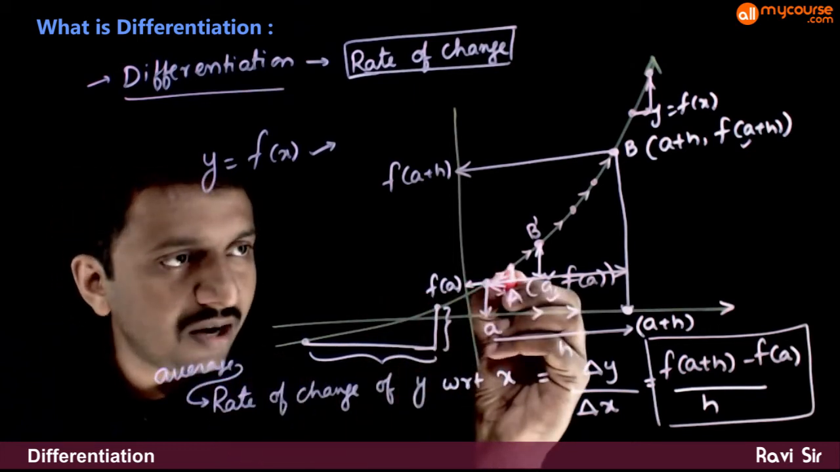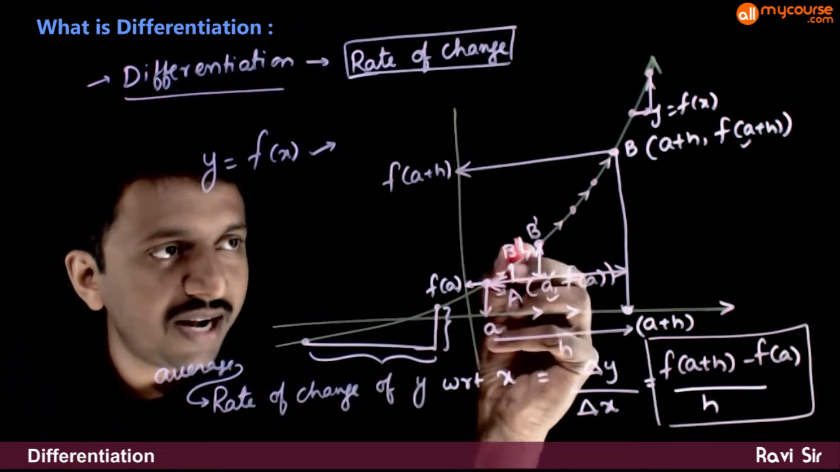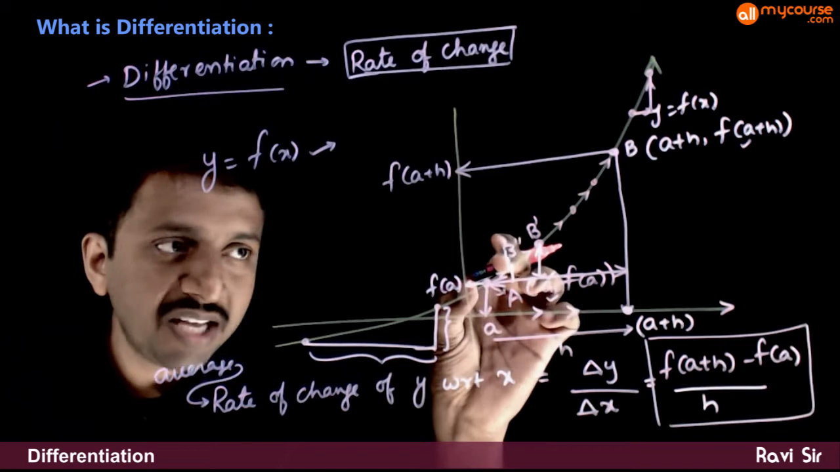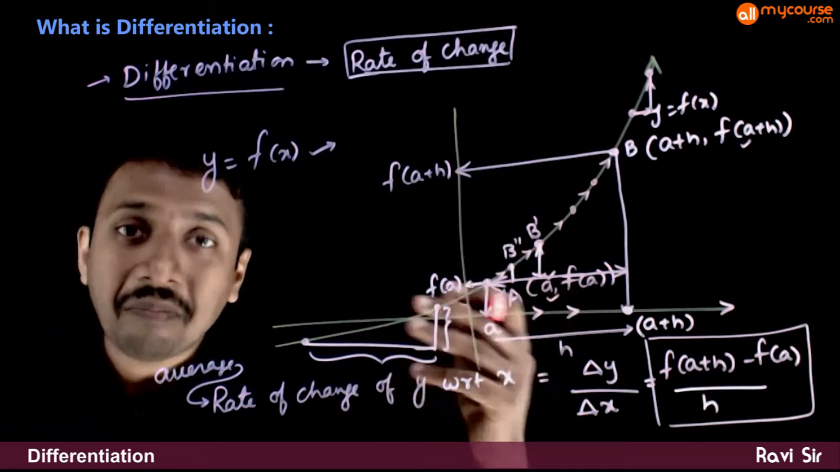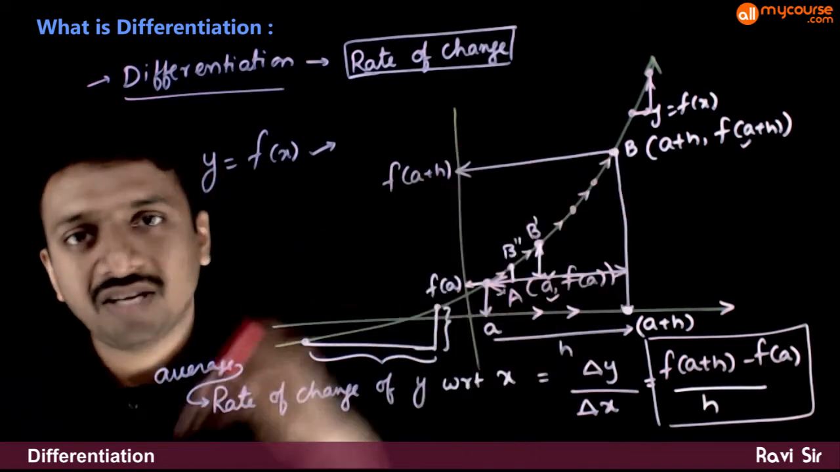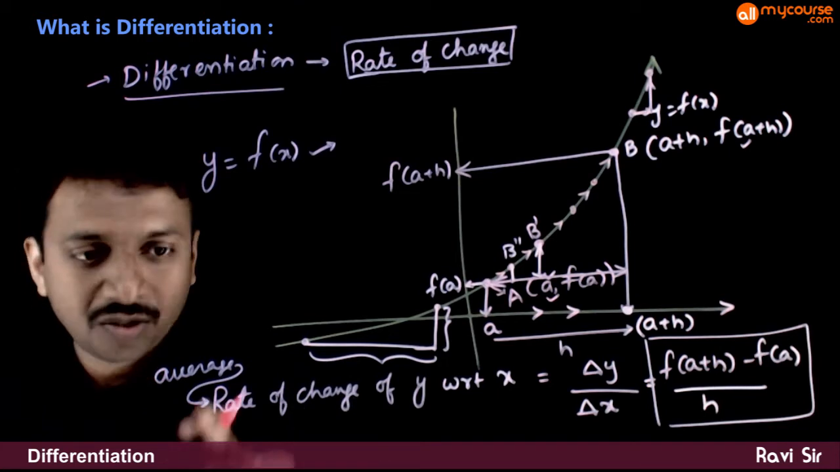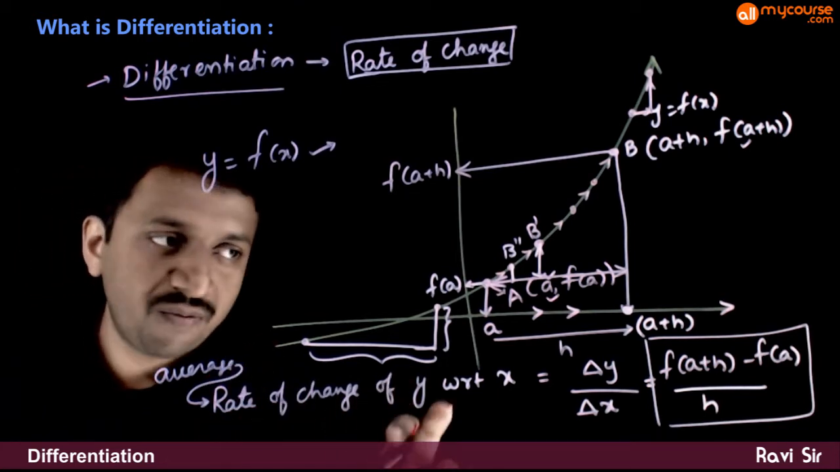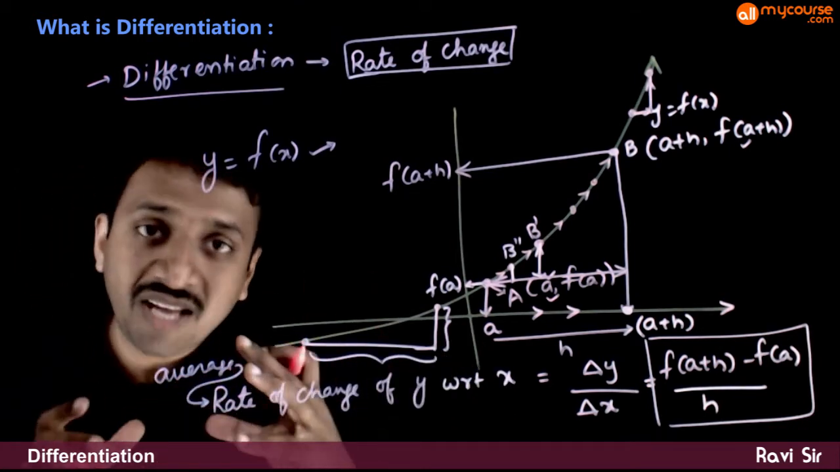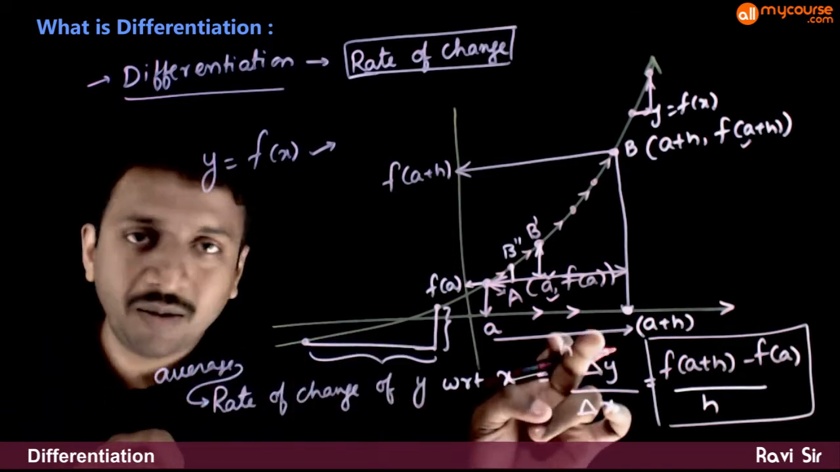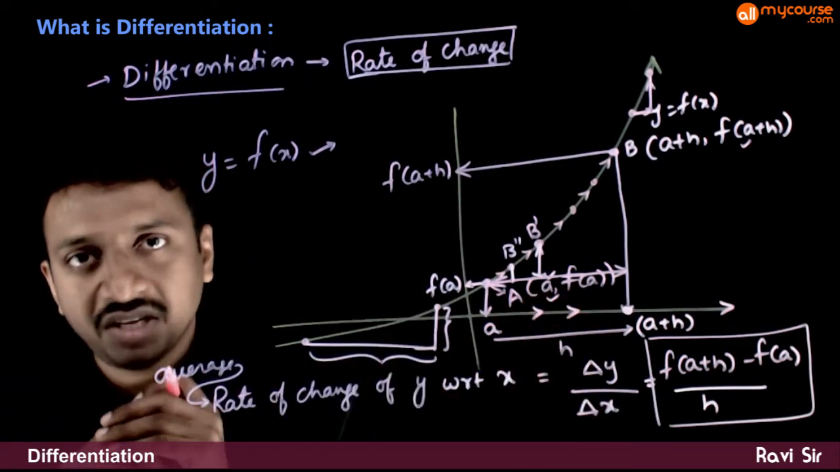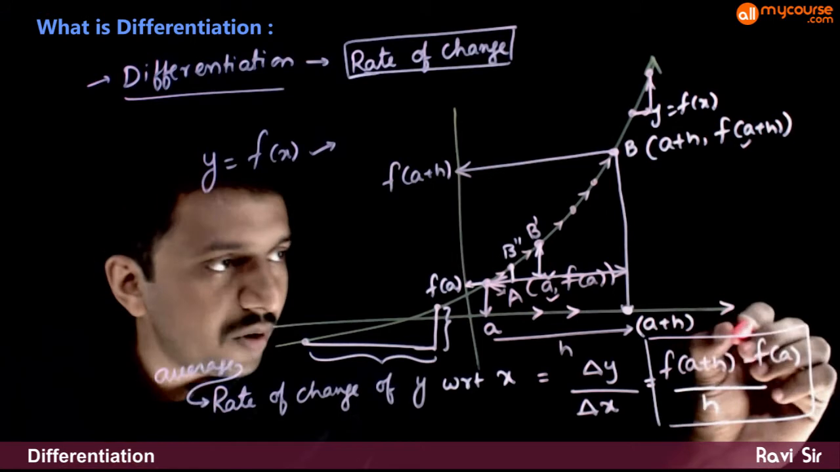If you go still closer, B double dash, the rate of change between A and B double dash might be different from the rate of change between A and B. So the average rate of change of y with respect to x between any 2 points is nothing but change in y by change in x. I hope you understand this.